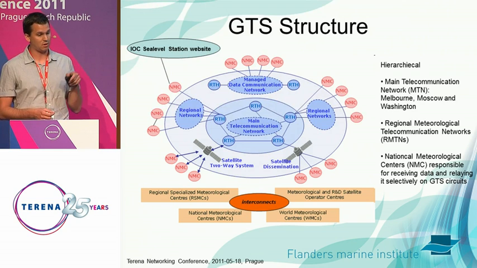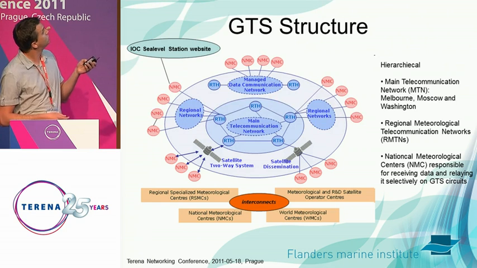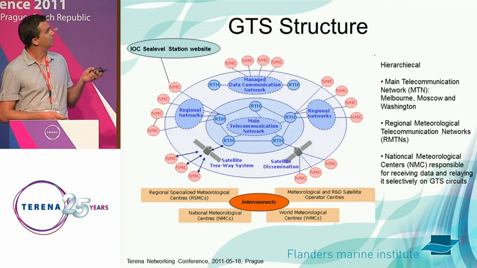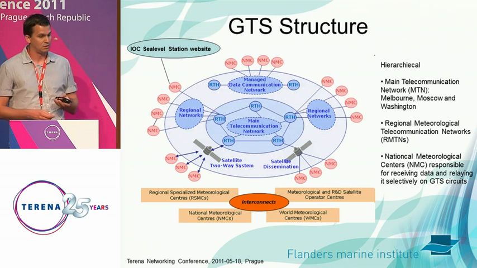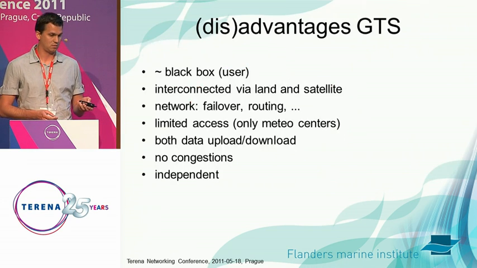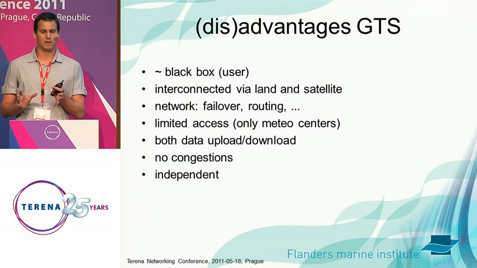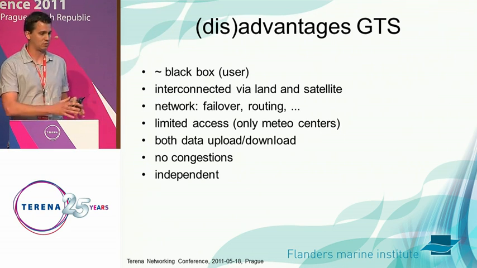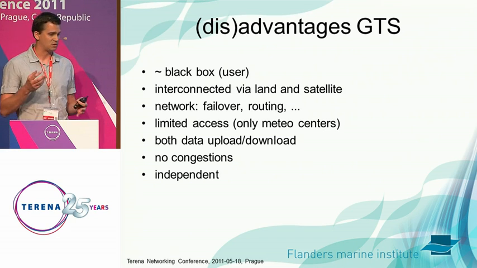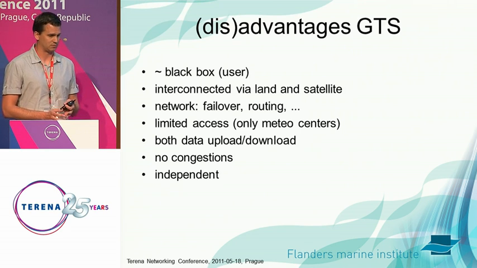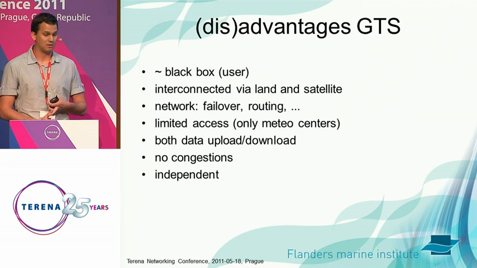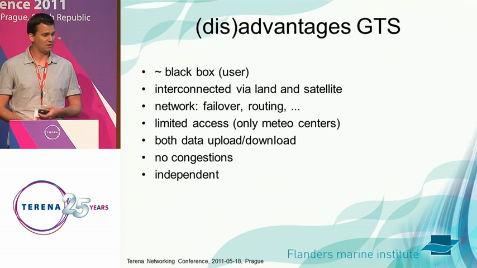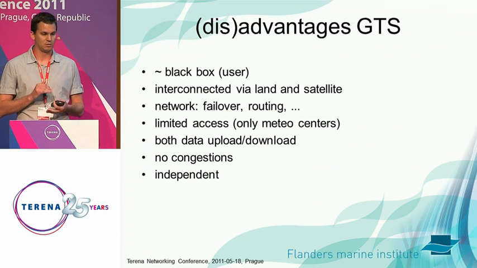And we as a user are here. We are connected to our national meteorological center, and this system is the GTS. The GTS is in fact a black box for us. It does not really matter how it works, it just works. All the data goes in and it comes out however we want. We don't have to care about internal communication problems, routing, whatever. It just works for us. As I said before, it's interconnected via landlines and satellites, it's the principle of a network, so it has some failover, it has redundancy, it has routing. It's very similar to the internet, but it's totally independent of the internet.